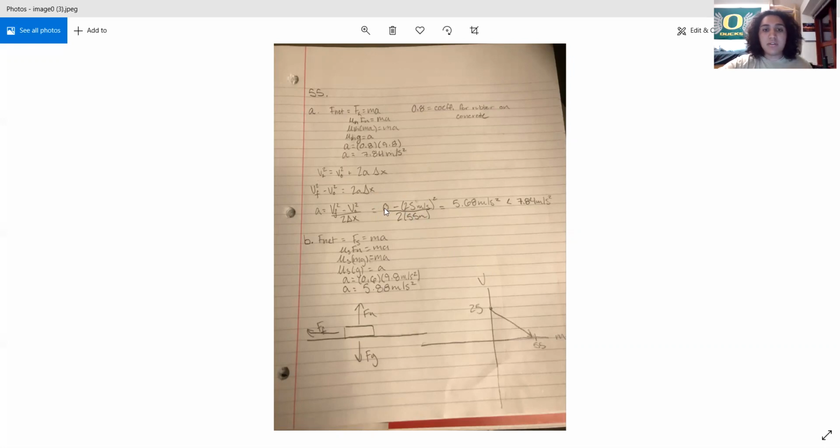So now we can plug in 0 for our final because we want the truck to stop. We have our 25 meters per second, which is our initial velocity, and then our 2, and then our change in x needs to be 55. As long as we stop before the 55, we'll be okay. And when you plug those in, you get your acceleration is 5.68 meters per second squared, and that is less than 7.84, so we are good. We will be able to stop before the truck hits the hole.